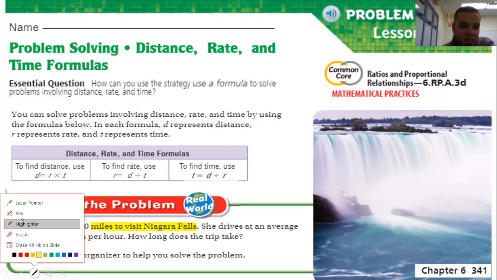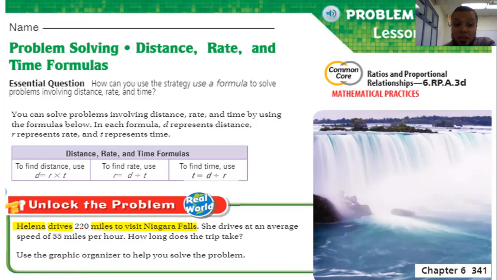Okay, guys, do you understand this? Helena drives 220 miles to visit Niagara Falls. So this number is D, distance, right? Am I right, guys? Say, yes, teacher, you are right. Okay, let me complete, and follow me, please. She drives at an average speed of 55 miles per hour.